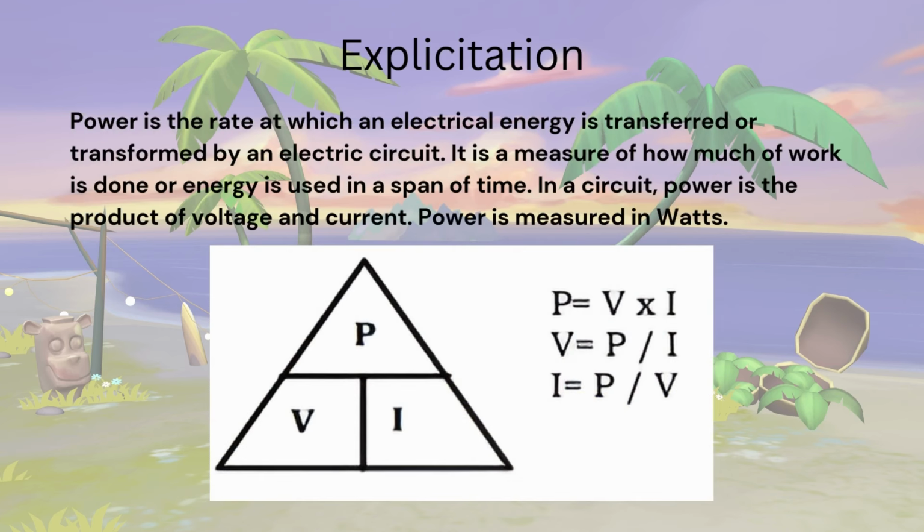Power is the rate at which electrical energy is transferred or transformed by an electric circuit. It is a measure of how much work is done or energy is used in a span of time. In a circuit, power is the product of voltage and current. Power is measured in watts. P equals V times I. V equals P divided by I. I equals P divided by V.